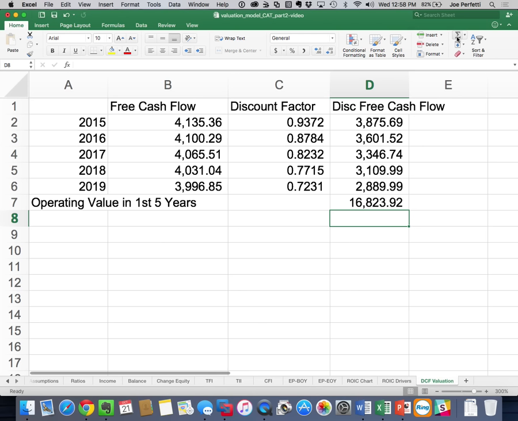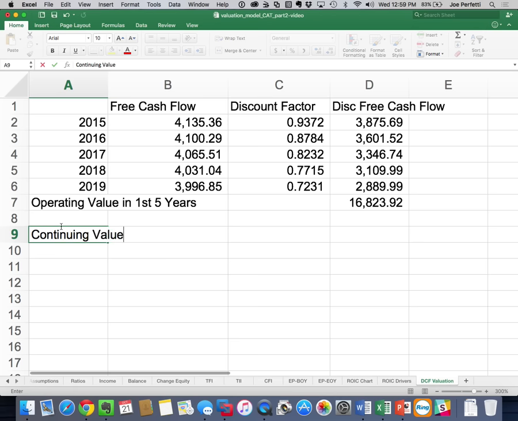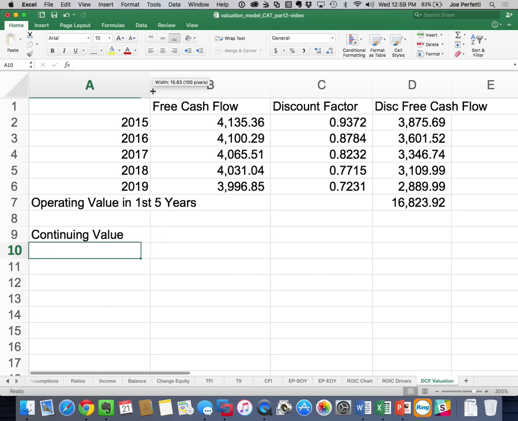Okay? Except CAT is going to be around for more than 5 years. And the assumption we make is that companies last forever. So the forever period, year 6 to infinity, is known as the continuing value period, or CV for short. Okay? So what we now need to do is estimate the continuing value of CAT selling big Tonka toys from year 6 forward. Okay? So here's what we're going to do. We're going to create a field here called continuing value.